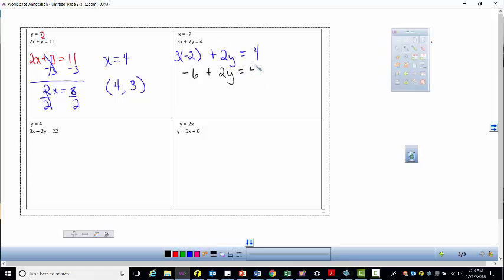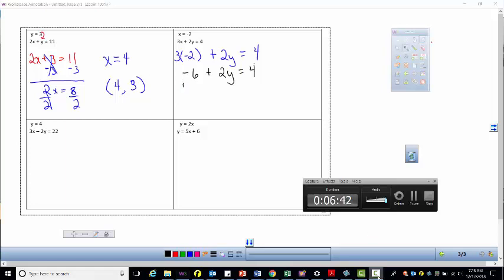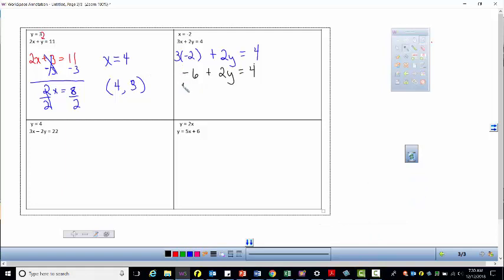Uh-oh, my pen quit working. So equals 4. Then I have to do the opposite of minus 6, which is going to be plus 6. So I'm going to do plus 6, and I have to do plus 6 here. So these cancel. And I get 2y, sorry about my writing, my pen died, equals 10.